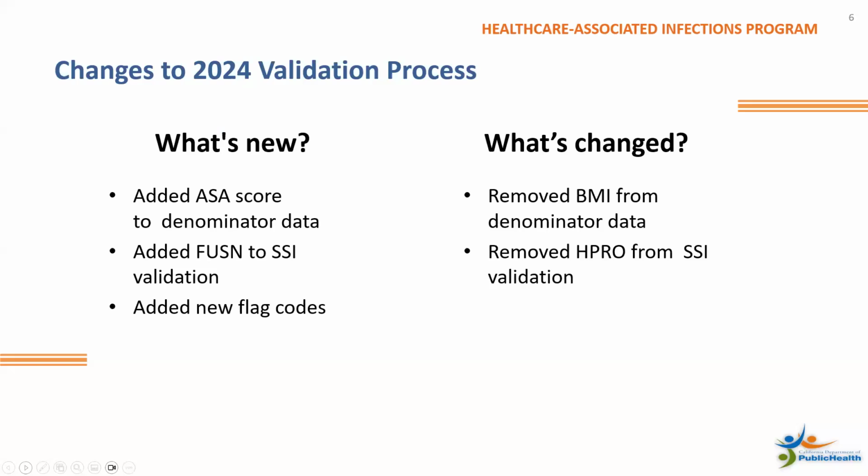We have some changes to the 2024 validation process. What is new is we have added ASA score to the denominator data review. We have added Fusion to SSI validation, including new flag codes for Fusion review. We have removed BMI from denominator data and removed HPRO from SSI validation.